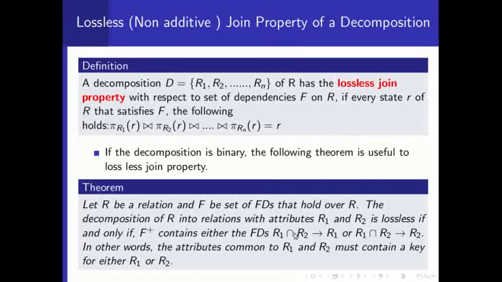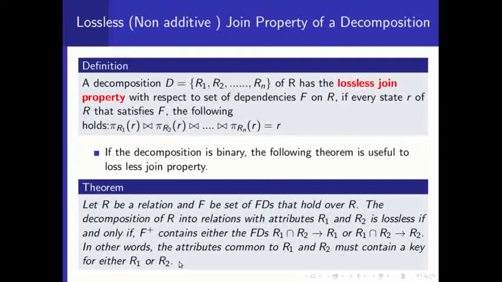What do we mean by R1 intersection R2? R1 is an attribute set, R2 is an attribute set. Therefore, R1 intersection R2, the intersection of the attributes of the first relation and the attributes of the second relation, is the common attribute. The common attribute determines R1, or the attribute in common between these two relations determines R2. Or in other words, the attribute common to R1 and R2 must be a key of either R1 or R2.